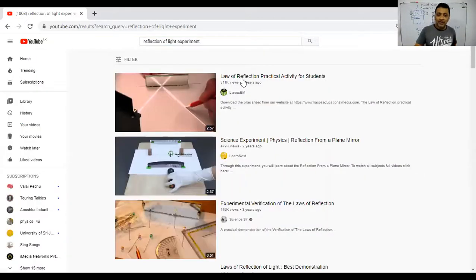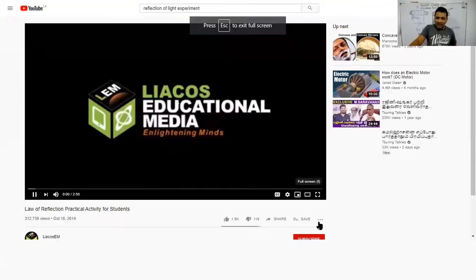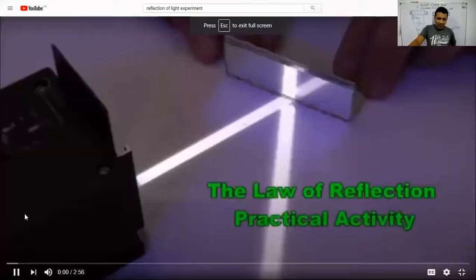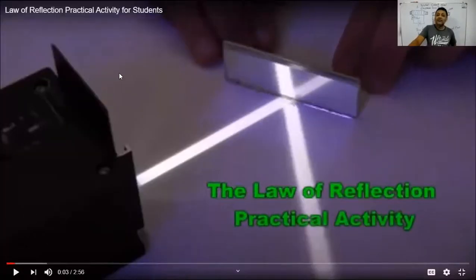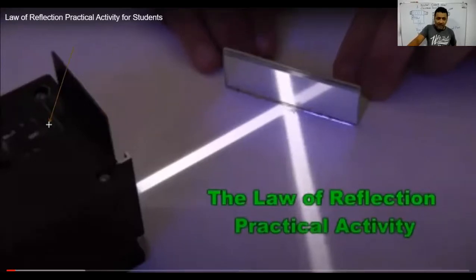right? Here, actually, we can do this in the class, but visibility will be a problem. That's why I'm not trying it. Okay. Here, this is a light source. This is a reflecting surface.